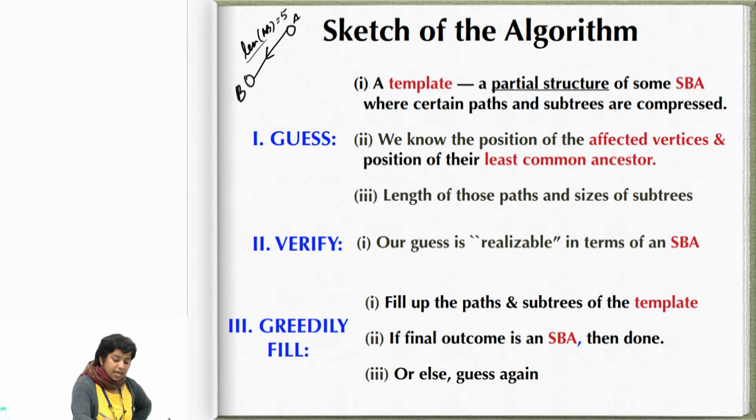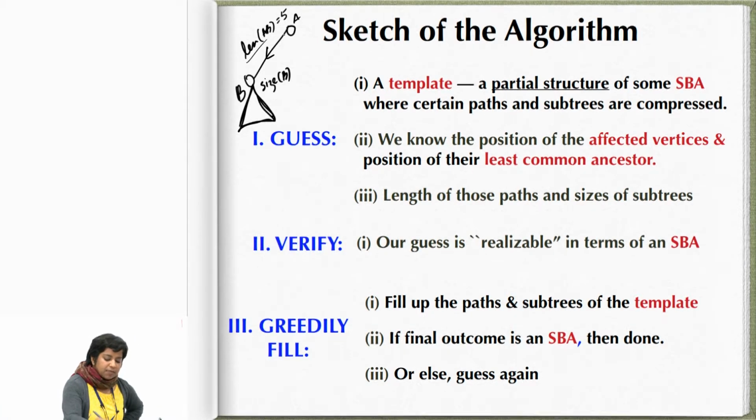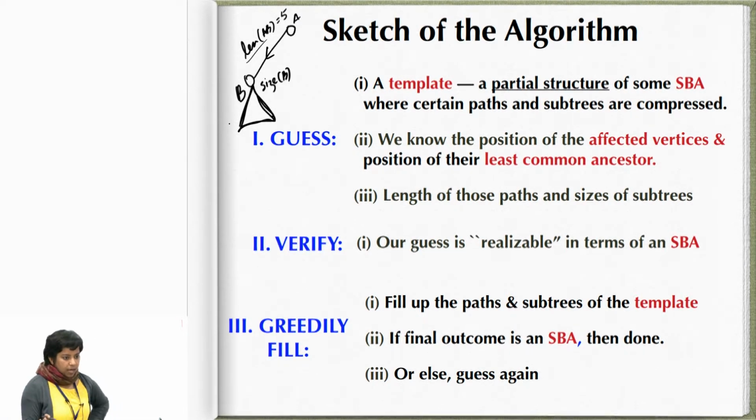Similarly, the subtrees that I have suppressed underneath B that do not contain any upset games, I also fill them out because I also know the size. I have also guessed the size of this subtree. So these are all the missing information I fill out in the last step.